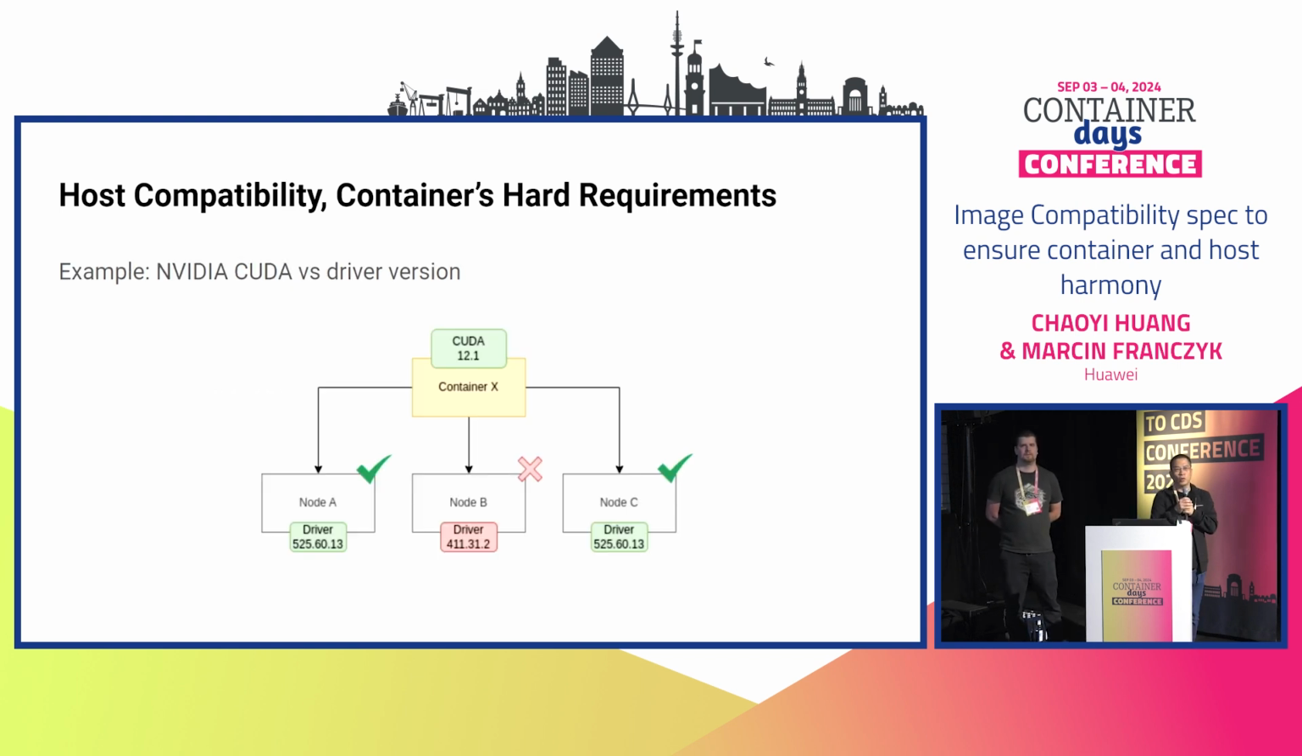For example, for an AI workload, if you have an application which uses CUDA 12, then you have to find hardware shipped with a driver greater than 525. Otherwise, if an old driver is installed on the host, the AI workload cannot run very well.